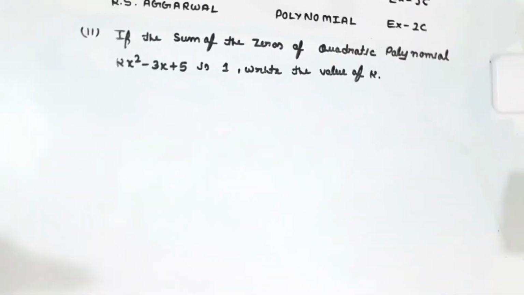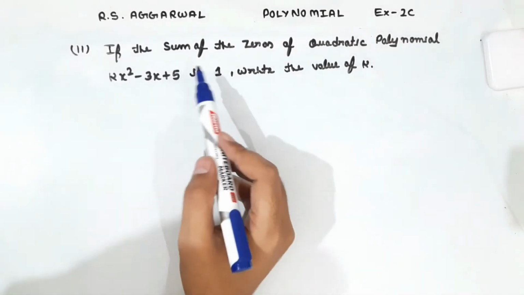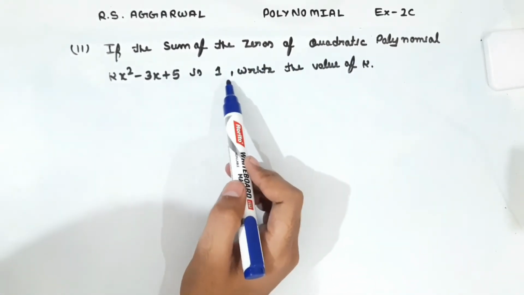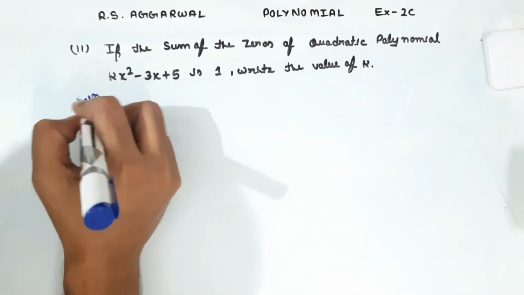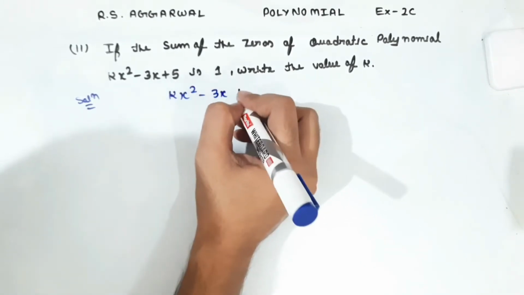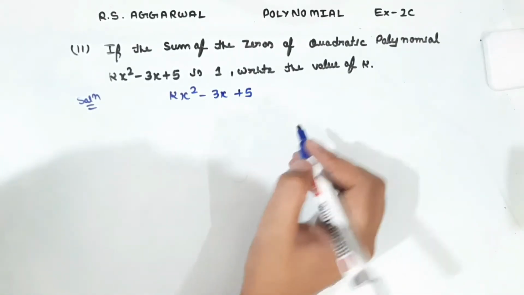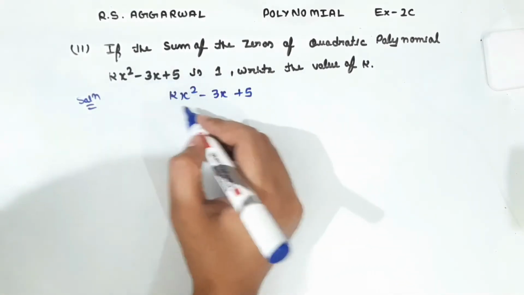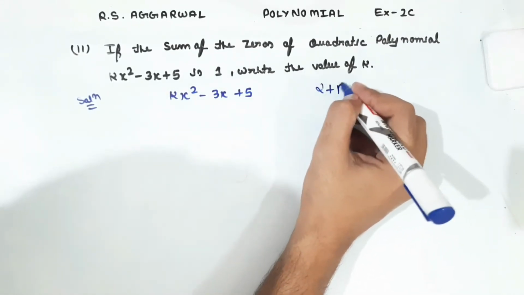R.S. Agrawal, chapter Polynomial, exercise 2C, question number 11. In question number 11, if the sum of zeros of the quadratic polynomial kx square minus 3x plus 5 is 1, write the value of k. In this problem, we have been given a polynomial kx square minus 3x plus 5, and we have been given the sum of zeros. Let the two zeros of this polynomial be alpha and beta. So their sum will be alpha plus beta, that is equal to 1.